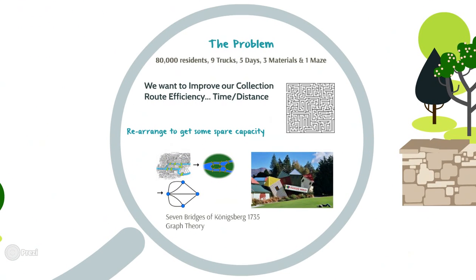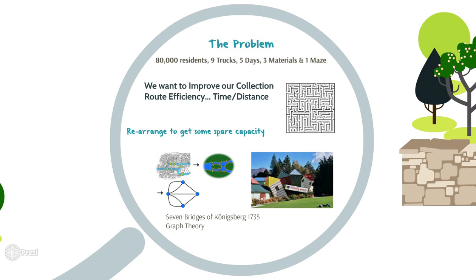1 year later, this project has turned into a massive endeavor that's affected about 80% of our city. It's taken over a year and we're still going. But right at the heart of this, and I like this title, is 80,000 residents, 9 trucks, 5 days, 3 materials and 1 maze, because that really does get to the heart of what we're trying to do here. We try to take something abstract and turn it into something real and then solve it mathematically. And the goal here is to rearrange to get spare capacity. We need to keep that in mind.